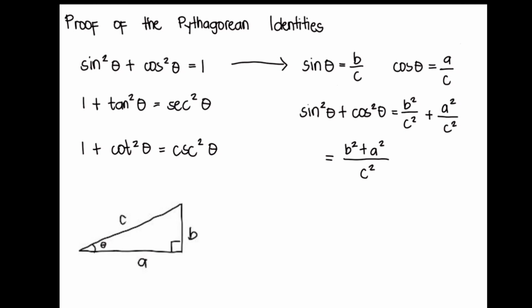But recall the Pythagorean theorem that I wrote over here. A squared plus b squared equals c squared. So what I have on top is c squared. Now on the bottom, I also have a c squared. These cancel each other and I get 1. Thus sine squared theta plus cosine squared theta equals 1. We have proved the first trigonometric identity.